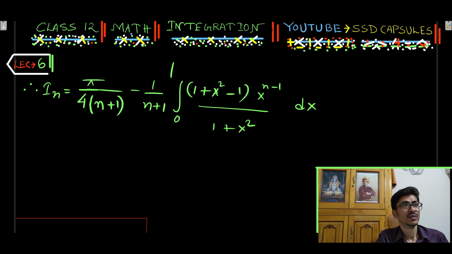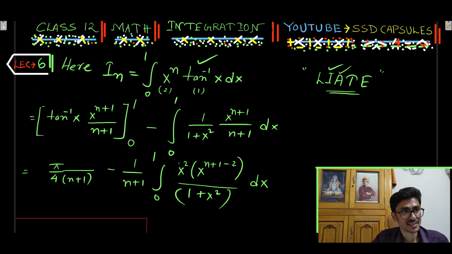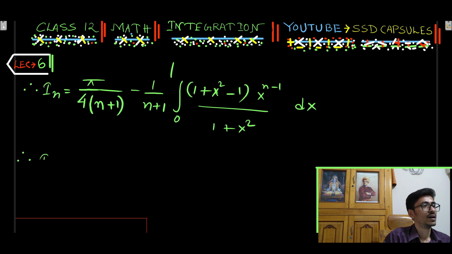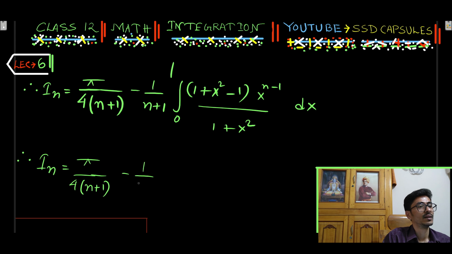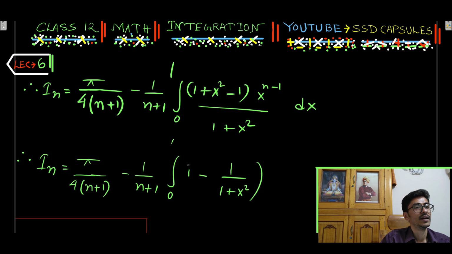Now I think you can clearly understand why I have taken this x square as common from x to the power n plus 1. So now next page. Therefore I_n equals pi by 4 into n plus 1 minus 1 by n plus 1, integral from 0 to 1. So 1 plus x square by 1 plus x square means 1 minus 1 by 1 plus x square, into x to the power n minus 1 dx.